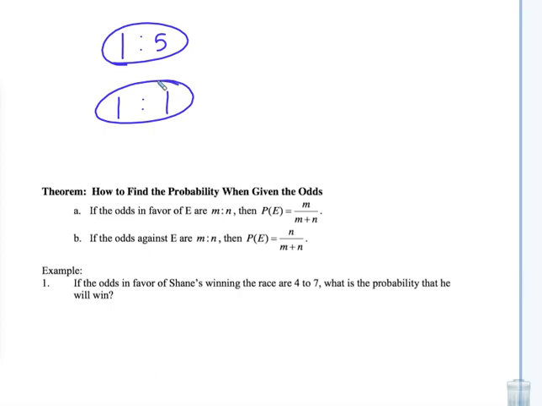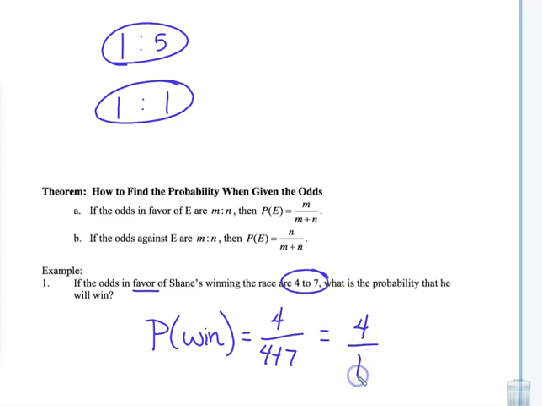So an example for this is, if the odds in favor of Shane's winning the race are 4 to 7, what is the probability that he will win? So the odds in favor, there's 4 outcomes that work, there's 7 that don't, but when you add those 2, you get the total. So the probability that you would have a win would be 4 out of, when you add 4 and 7, 4 out of 11.